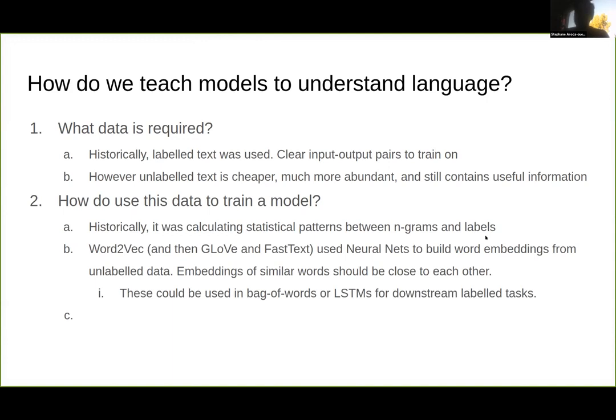which brings the development of things like word2vec, GloVe and fastText that build word embeddings from a bunch of unlabeled data. Then you can use these embeddings in a bag of words or an LSTM approach for downstream labeled tasks. If you don't know about these, they're core classical NLP methods, but I won't spend too much time on them today.